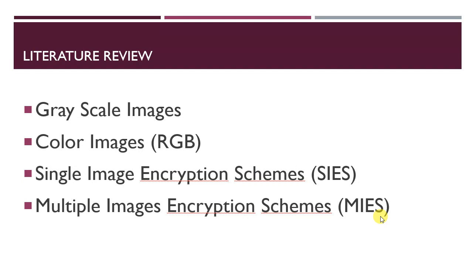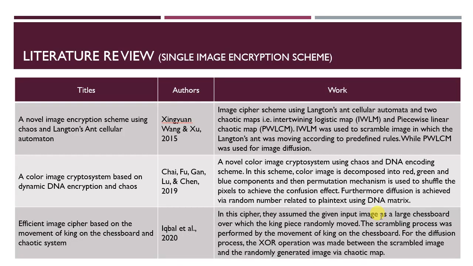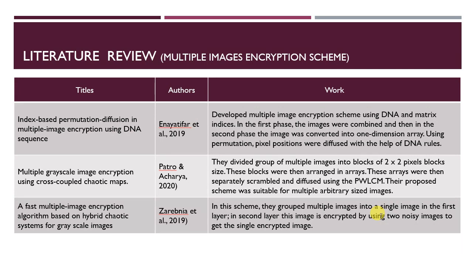Literature review. In the literature review, you can easily find grayscale images, color images, which are RGB, red, green, blue, single image encryption schemes, and multiple images encryption schemes. In the literature, you can easily find the literature for such categories. So this is the overview of the literature review. You can study it by yourself.